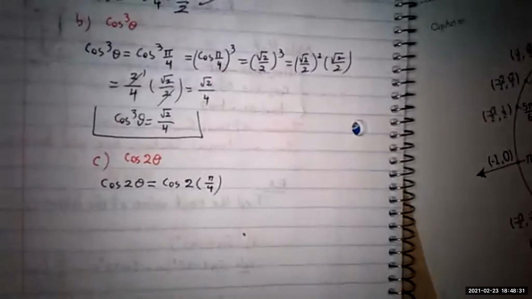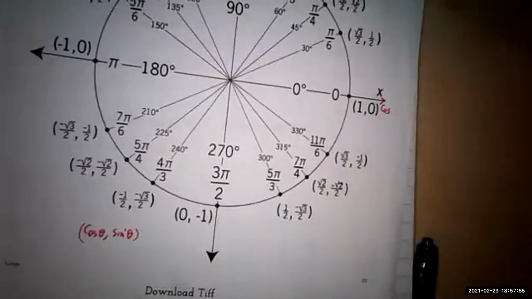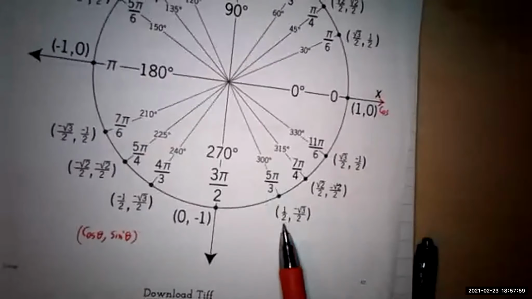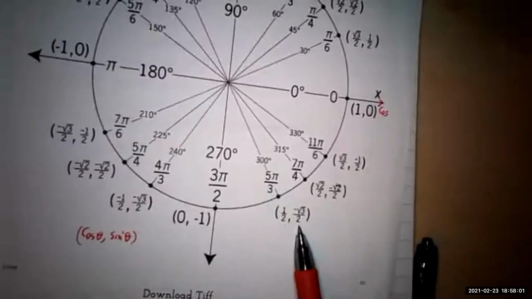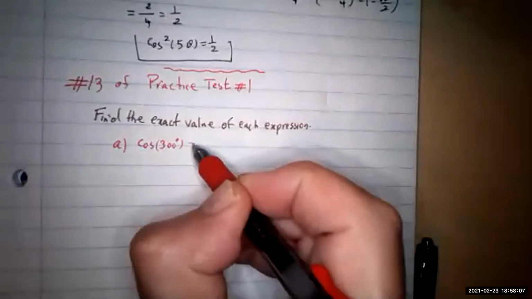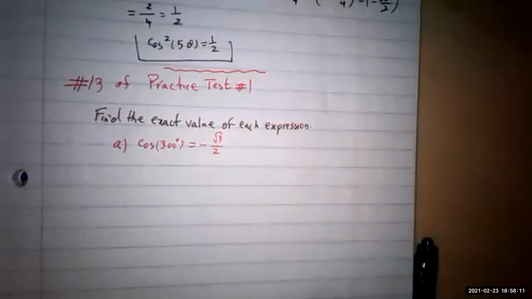Without any table, but we don't mind. This is it. 300 degrees is here. We want to know how you read this table. So the sine is negative and the cosine is positive, radical 3 over 2. So the cosine is positive radical 3 over 2, and we accept that because we give you the table.